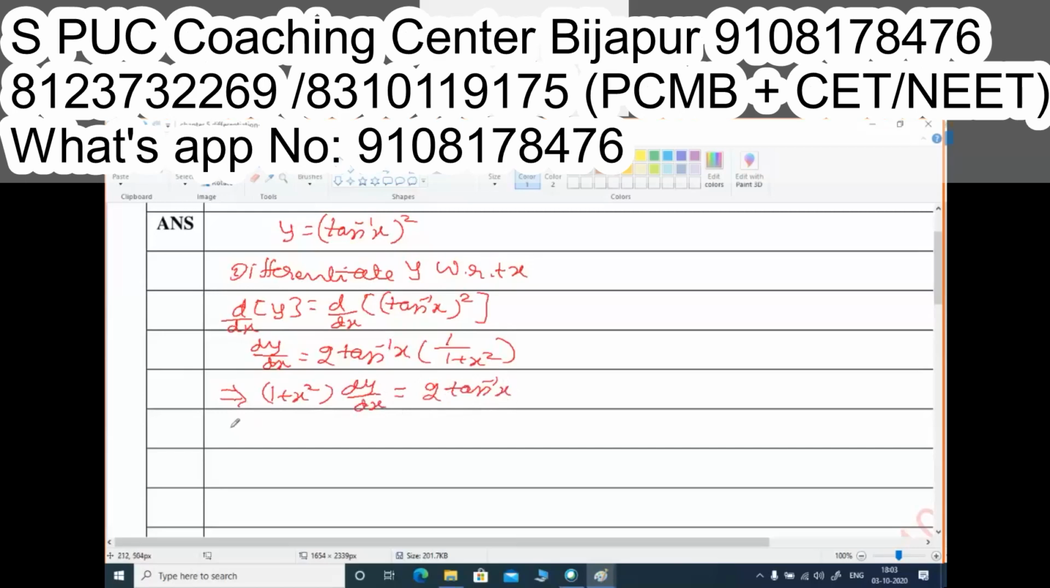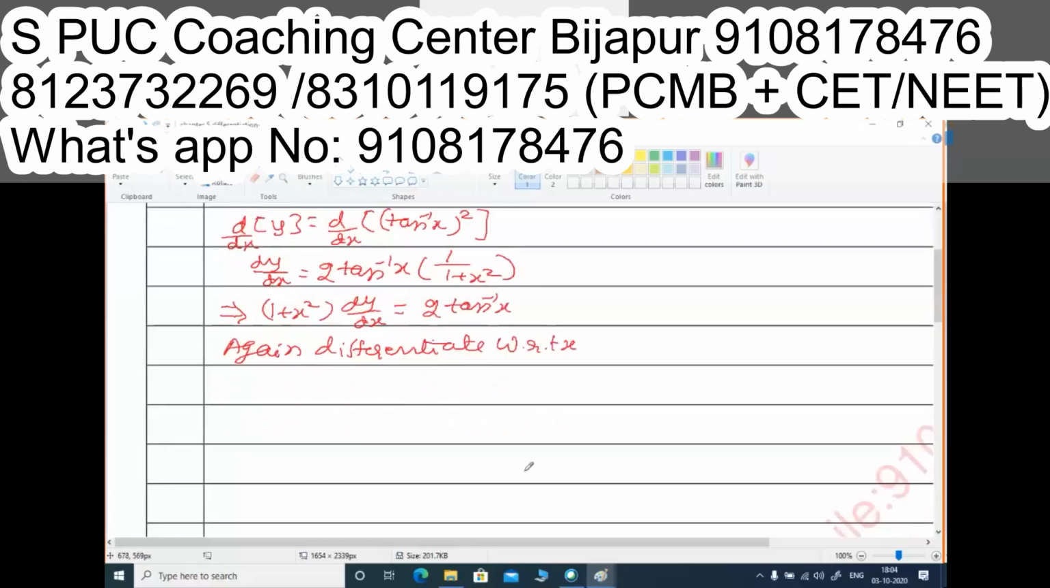Yes, again you differentiate with respect to x. Yes, Sanket, what is going to come out if you again differentiate with respect to x? Tell it to me. d by dx of 1 plus x square into dy by dx, which is equal to d by dx of 2 tan inverse x.